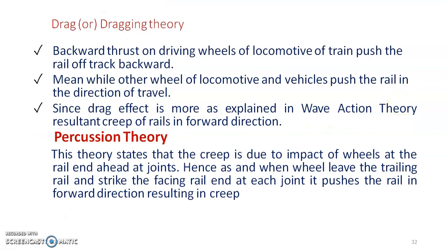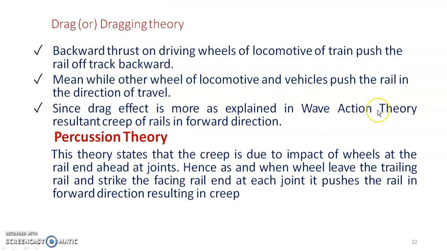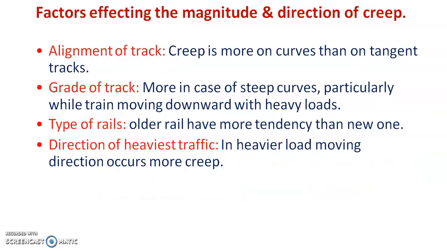This can be explained by means of the dragging theory. The backward thrust on the driving wheel of the locomotive of the train pushes the rail backwards. In the meanwhile, the locomotive wheel pushes the rail in the direction of travel. Such a drag effect can also be explained using wave action theory, which is shown here. This is the wave action theory. See, the rails are moving like a wave in the ocean. It results in the creep of rails in the forward direction.